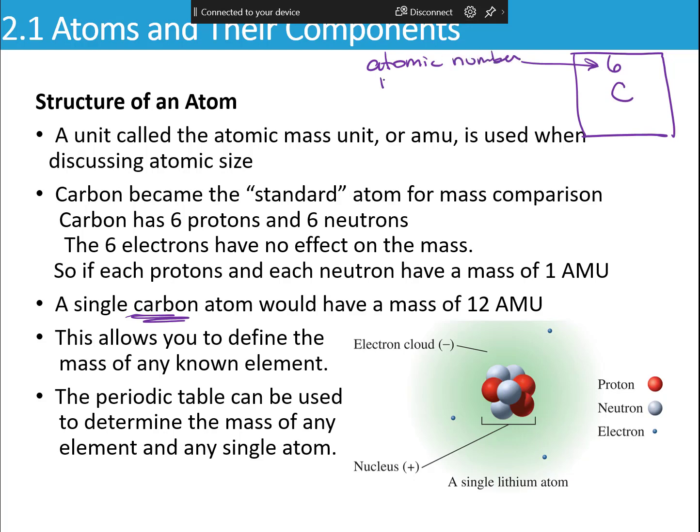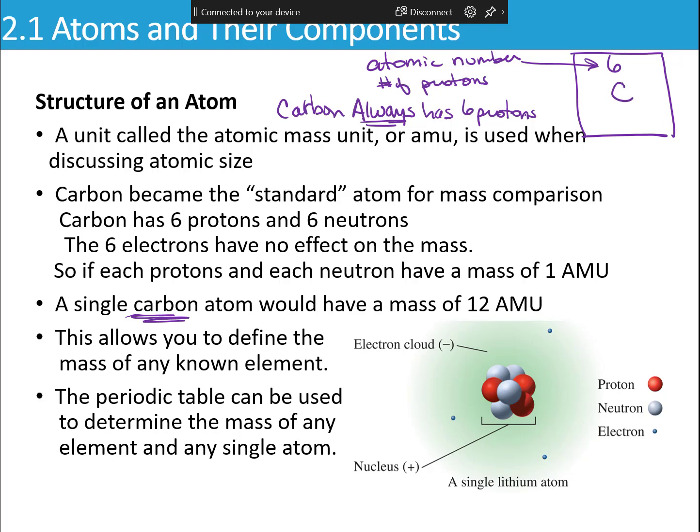And this tells you the number of protons. The atomic number identifies the element by number of protons. So carbon atoms all have 6 protons. It always has 6 protons. A carbon atom is neutral.